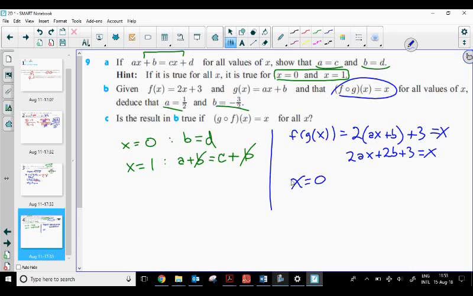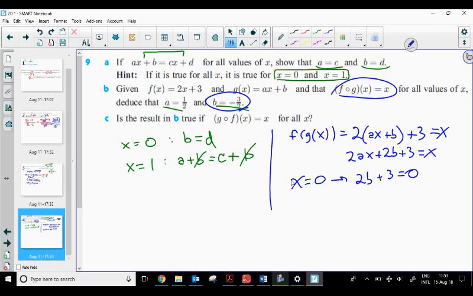So what happens when x is equal to 0? When x is equal to 0, I know that 2b + 3 is equal to 0. And yeah, that's going to immediately give me that b is equal to negative 3 halves. And if I put in x equal 1, I'm going to get a equal 1 half. No problem. Letter C, is the result in B true?